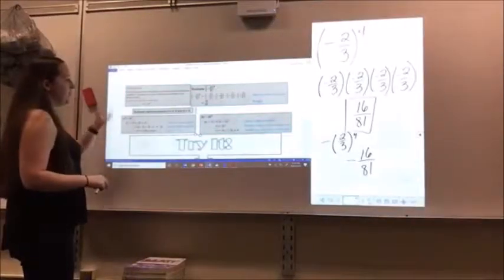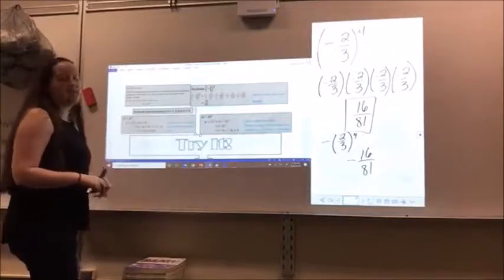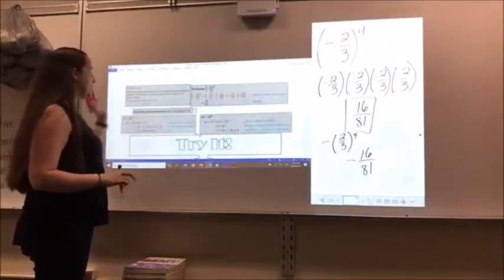The next two examples I have are evaluating each expression, given that A is 3 and B is 5.